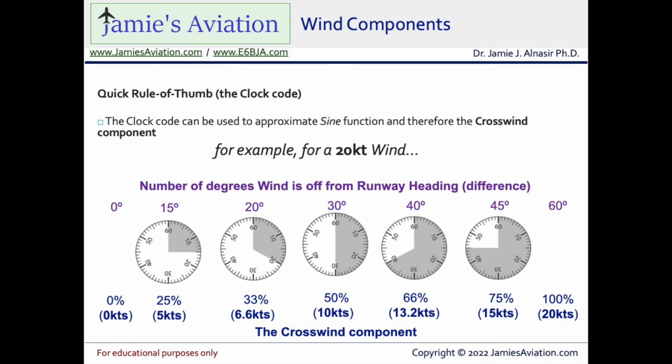If the difference between the wind heading and the runway heading is 30 degrees, then the crosswind component is 1/2 or 50% of the wind speed, 10 knots, and so on. Note, a 0 degrees difference means 0 crosswind component, and a 60 degrees difference means 100% crosswind component. In this example, it would be 20 knots.